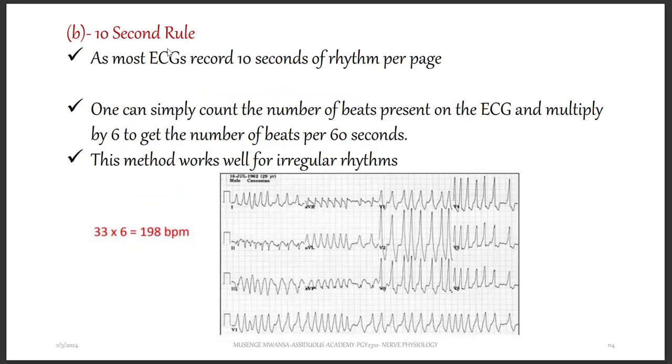And then you also have the rule of 10 seconds. This one, because most ECGs record 10 seconds. So what happens is that you simply count the number of beats present on the ECG and multiply by 6. So you count all of these, 1, 2, 3, 4, these beats that you can see. For this one here, if you count them, there'll be 33. You multiply by 6. So that will give you the heart rate, which is 198 in this case. Okay, I think that would be enough for us to look at on the cardiovascular system.